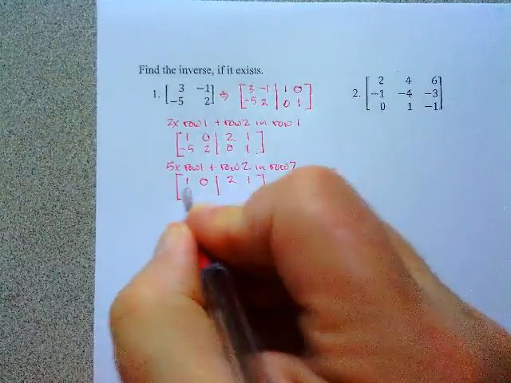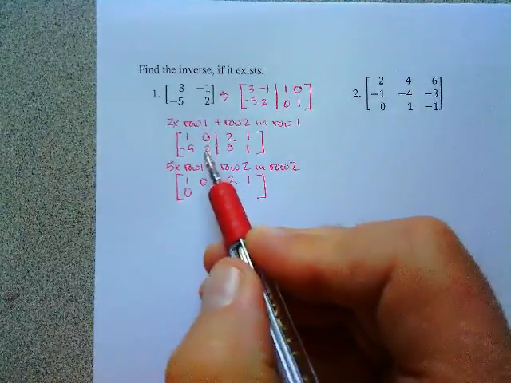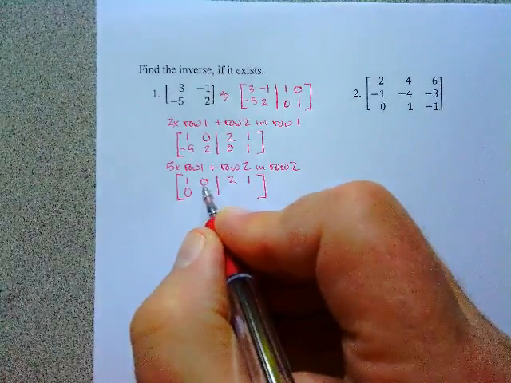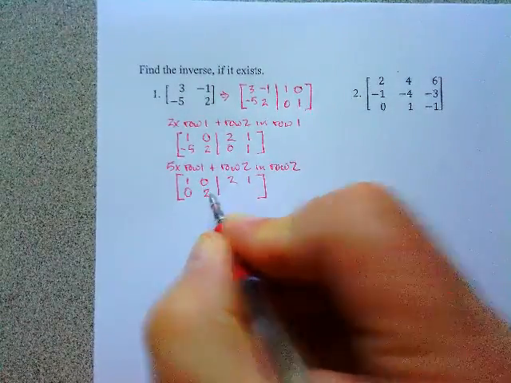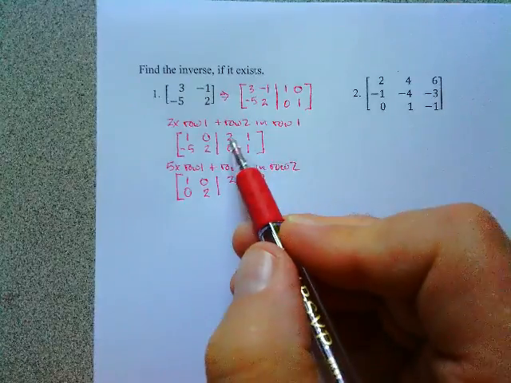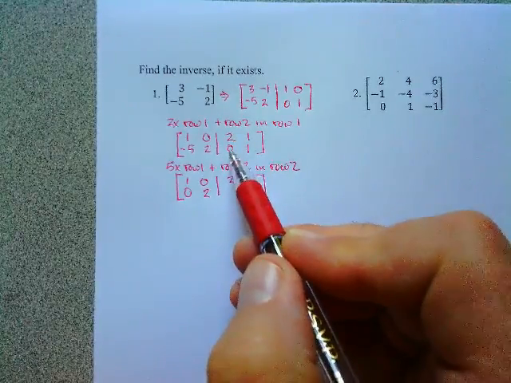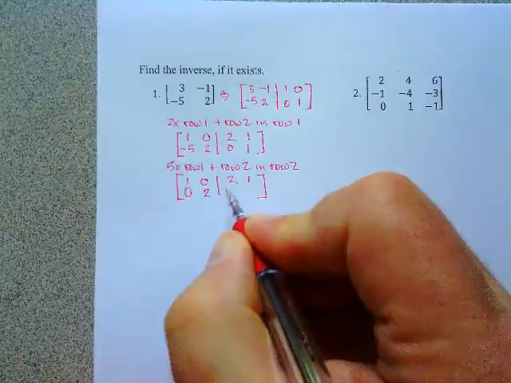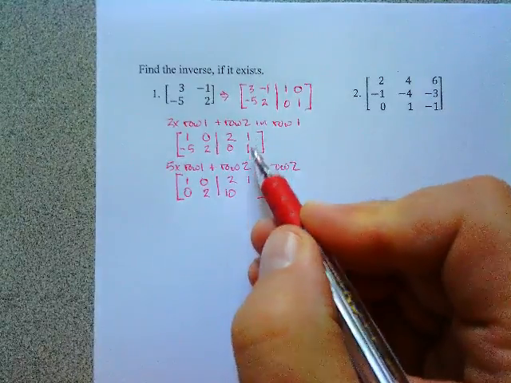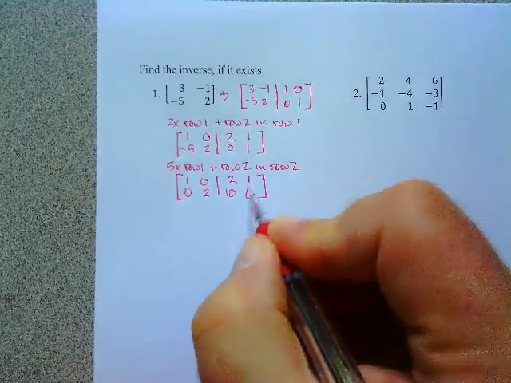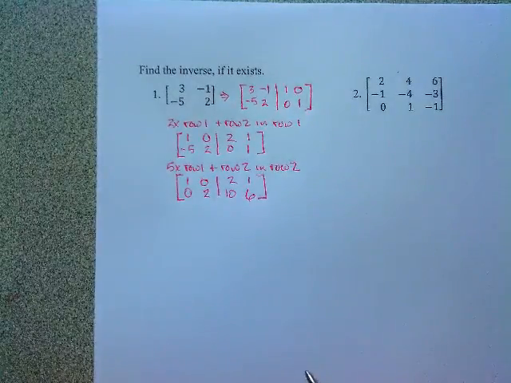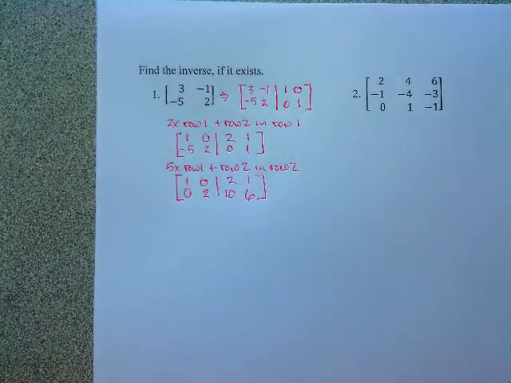So 0 there. 5 times 0 plus 2 is going to leave that as a 2. And let's see, 5 times 2 is 10. 10 and 0 makes that a 10. 5 times 1 is 5. 5 and 1 makes that a 6. And so now that's what we have after our second step.